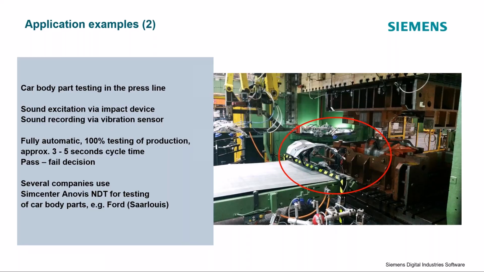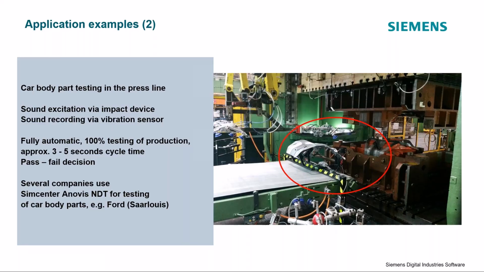And the sound recording, as I mentioned, is achieved via a vibration sensor. Also, this testing is performed fully automatic. Each and every part is taken out of the last station of the press line with a gripper and put onto this part settlement with some rubber cones. And then it's hit, it is assessed, and if it's okay, the other gripper just puts it on the conveyor belt. This all is within the safety fence.